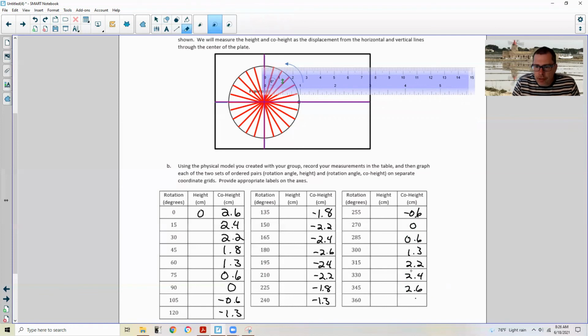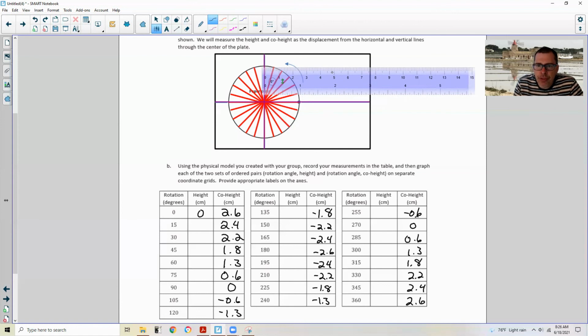All right, so let me erase this. I missed my 1.8. 1.3, 1.8, 2.2, 2.4, and then back to 2.6 at 360 degrees. Okay, so there is our table.